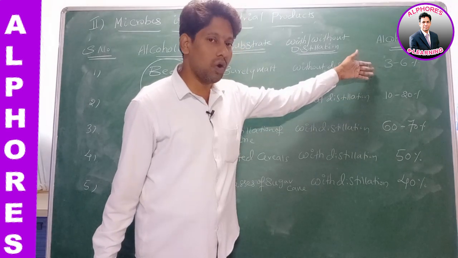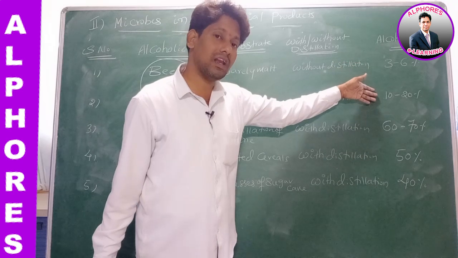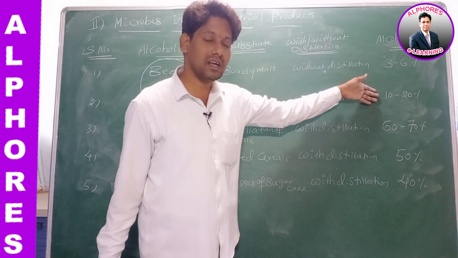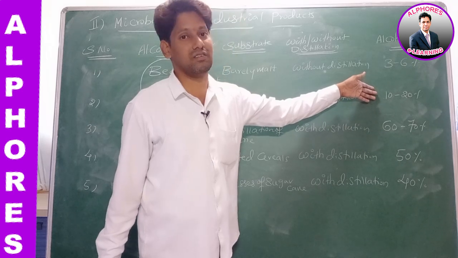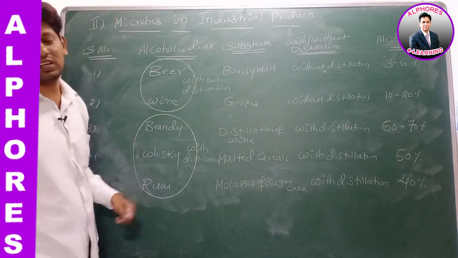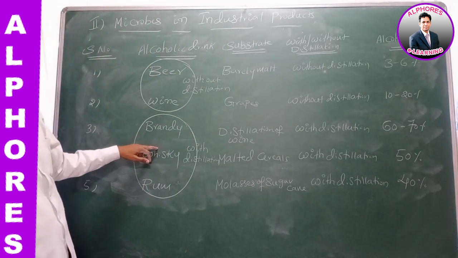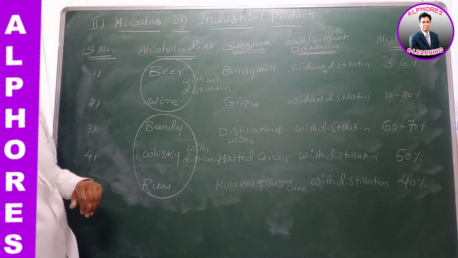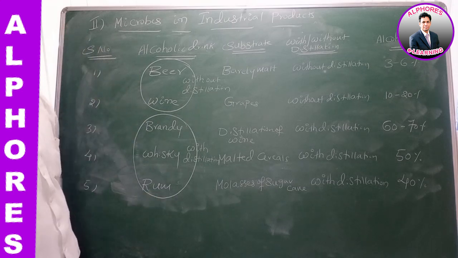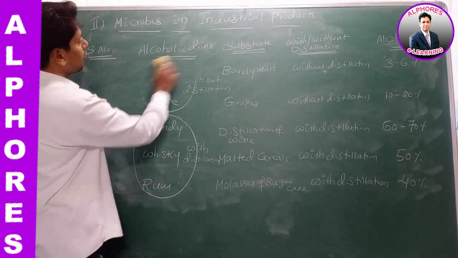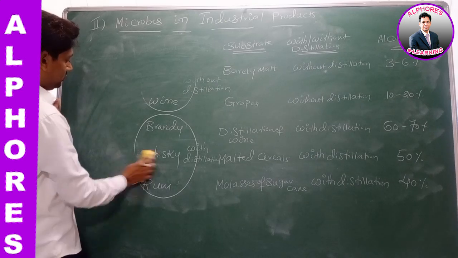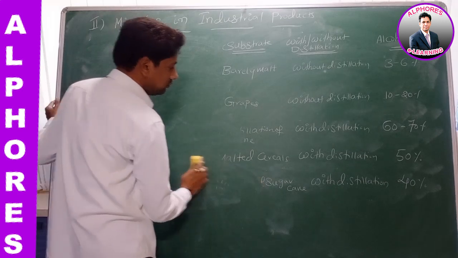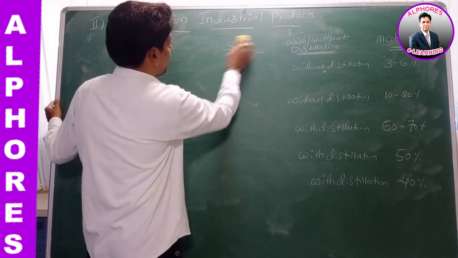Then how are highly alcoholic drinks made? By which process? Distillation process. Therefore, distillation converts low concentrated alcoholic drinks to highly concentrated alcoholic drinks. Yes or no? Right?